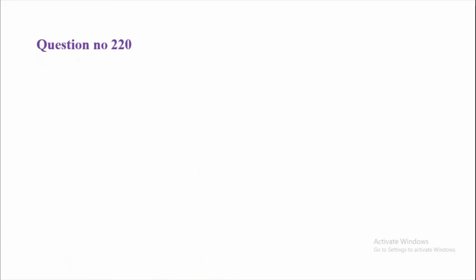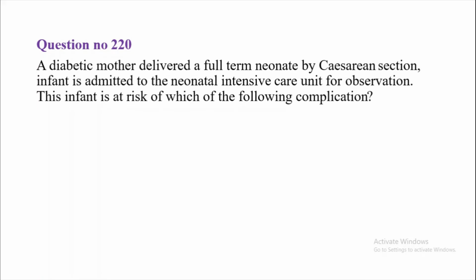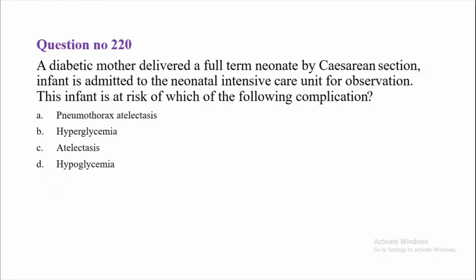Question number 220. A diabetic mother delivered a full-term neonate by cesarean section. The infant is admitted to the neonate intensive care unit for observation. This infant is at risk of which of the following complications? The options are number A, pneumothorax, atelectasis. Number B, hyperglycemia. Number C, atelectasis. Number D, hypoglycemia.